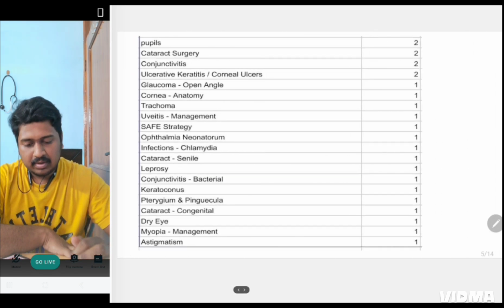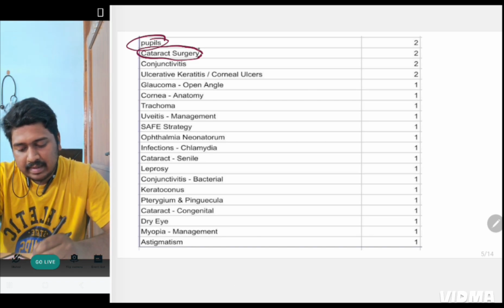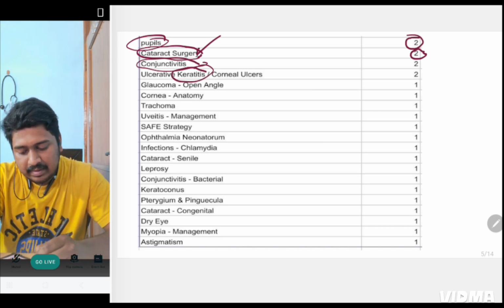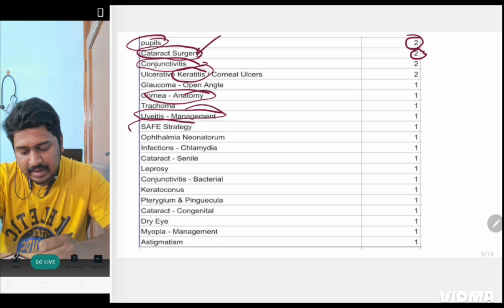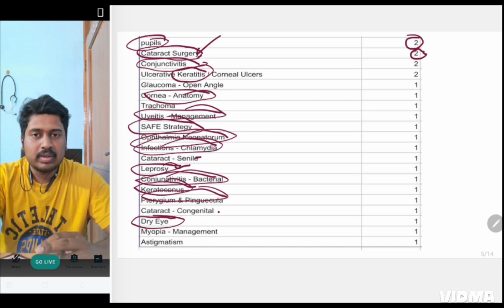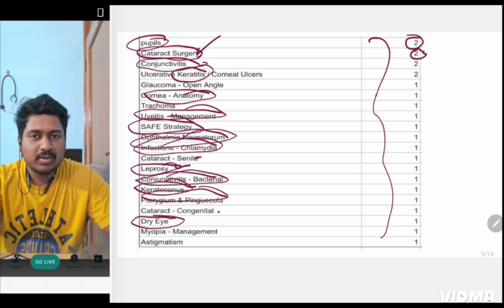So which are the important topics? In the anterior chamber: pupils, and cataract surgery, which has been asked 2 times. Study these selective topics. Conjunctivitis, keratitis, cornea anatomy, uveitis, conjunctivitis again, keratitis, keratoconus, conjunctiva again, dry eye, myopia, astigmatism, with 2-3 questions here and there. These are the questions asked previously in INICET, so focus and stress more on this, and you'll see the anterior chamber will become very easy to finish off.